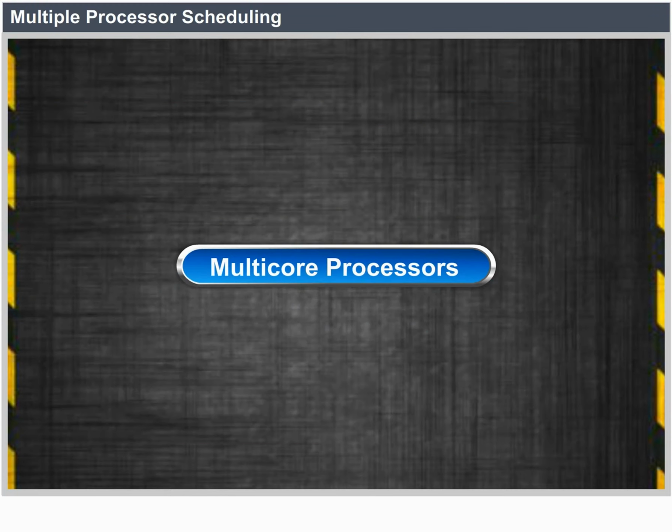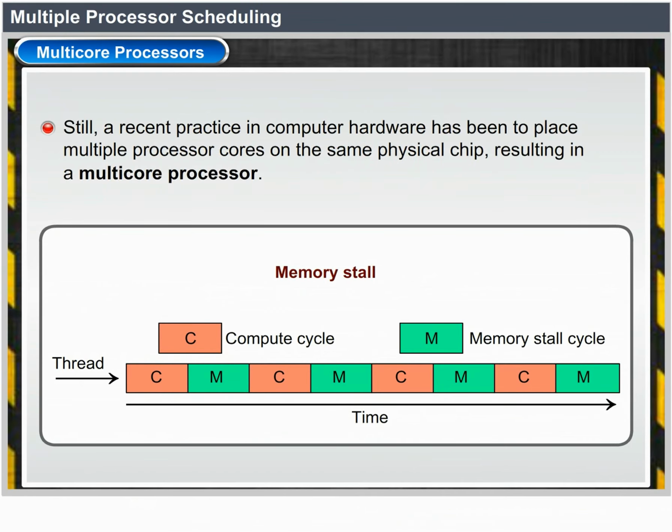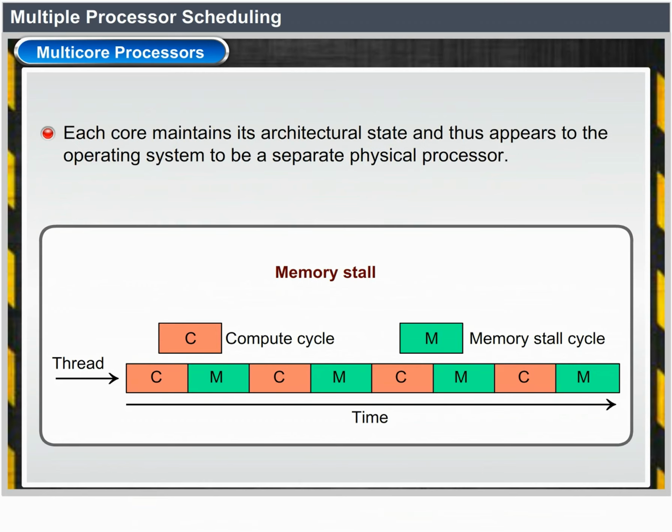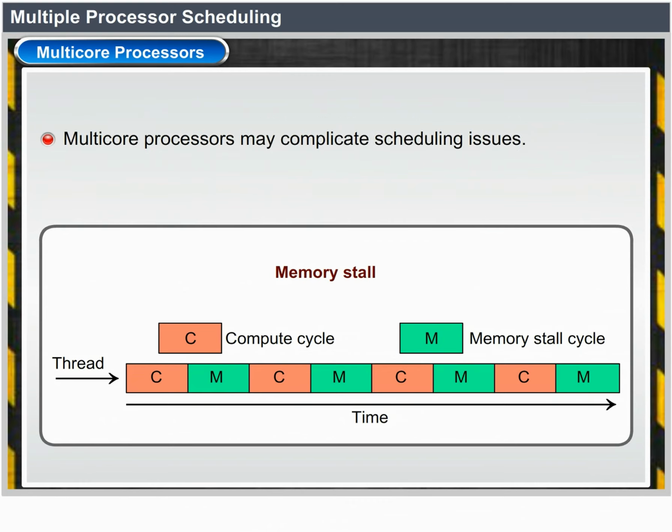Multi-core processors. Traditionally, SMP systems have allowed several threads to run concurrently by providing multiple physical processors. However, a recent practice in computer hardware has been to place multiple processor cores on the same physical chip, resulting in a multi-core processor. Each core maintains its architectural state and thus appears to the operating system to be a separate physical processor. SMP systems that use multi-core processors are faster and consume less power than systems in which each processor has its own physical chip. Multi-core processors may complicate scheduling issues.